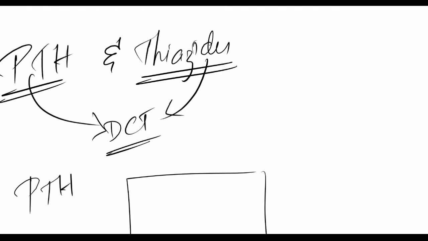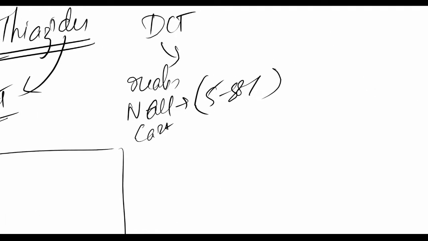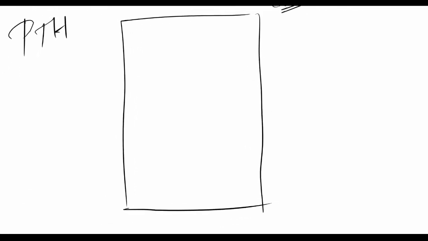Parathyroid hormone also acts on the DCT like thiazides. Now, before that, we have to remember one small detail: the DCT is responsible for reabsorption of sodium chloride and calcium ions, and 5 to 8% reabsorption of sodium chloride takes place in the DCT. So one point to remember. And calcium ions are also reabsorbed with the help of parathyroid hormone.